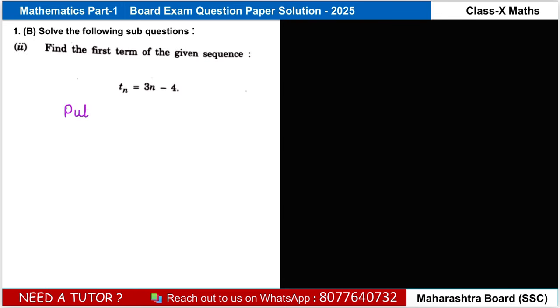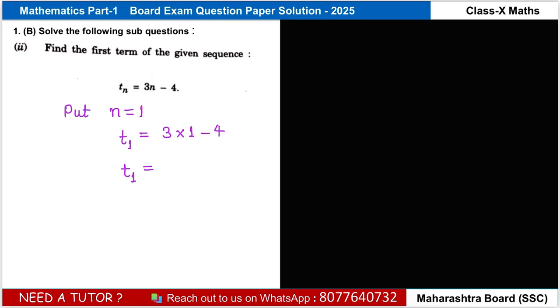क्या हमें करना है, जो हमें इक्वेशन यहाँ पर गिवन है, हम क्या करेंगे, इसमें n की वैल्यू 1 पुट करेंगे. So when we put n is equal to 1, you will get t1, n के प्लेस पर 1 आ जाएगा, is equal to 3n, n के प्लेस पर 1 आएगा, minus 4.